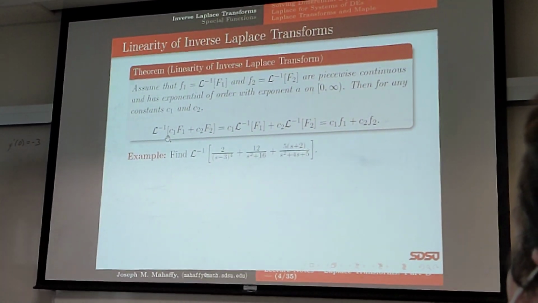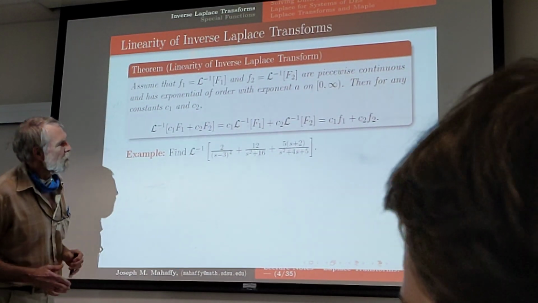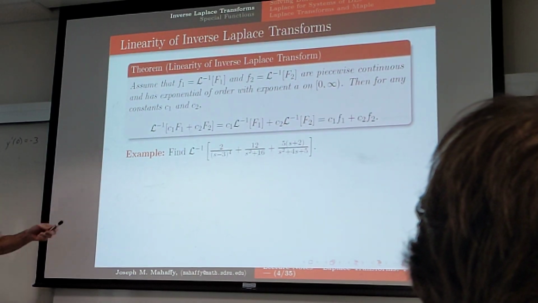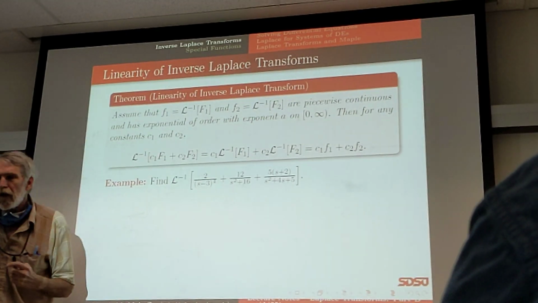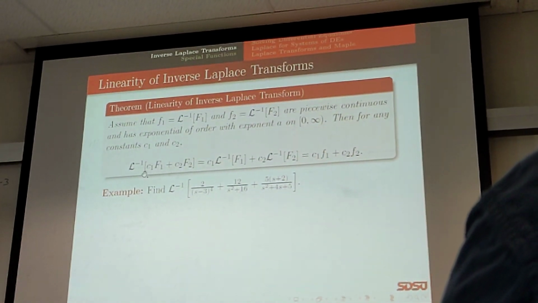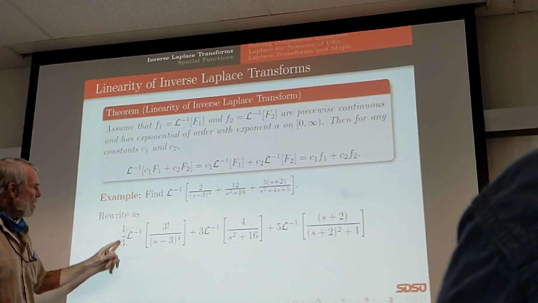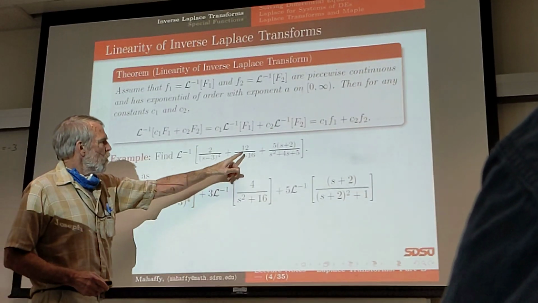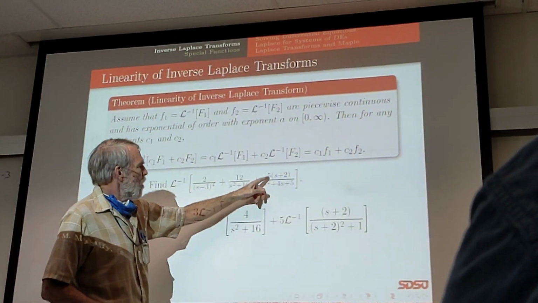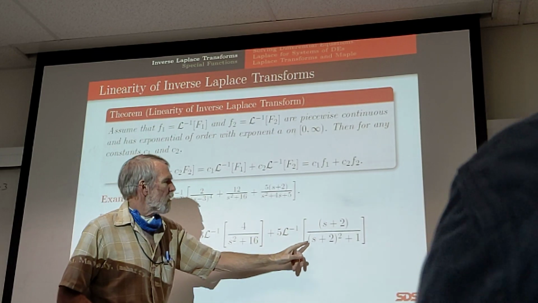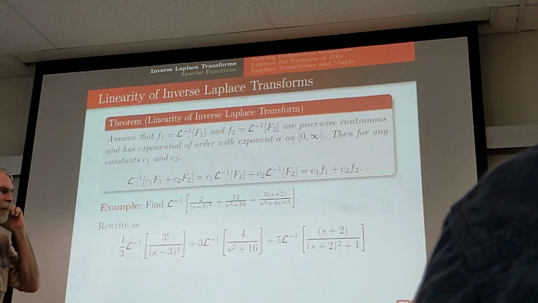So if we've got this particular one, what you want to do is first get each of these elements to look like elements on the table. To make it look like elements on the table, we do the following. We need a 3 factorial here, so we have to put a 1/3 in front here. We need a 4 here, so we pull a 3 out there. We just pull the 5 here and we complete the square in the denominator. Now each of these elements are in the table.